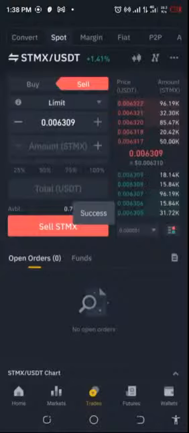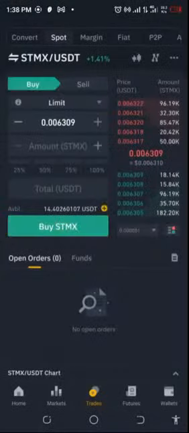Beautiful. So was I able to get that? Let's see. Pretty. Now, can you see what has happened here? We've been able to sell our STMX. It's a combination of limit order plus market order. Can you see how this works?